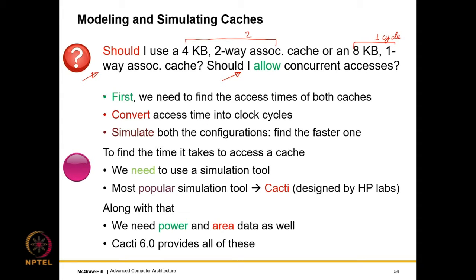But the basic 3 steps have to be understood first before we go into more advanced designs. The 3 basic steps are that we need to find the access times, of course under a model of how many accesses we will allow per cycle, 1 or 2. The access time will then be converted to clock cycles. Then we perform detailed architectural simulations of both the configurations, and then we find the faster one. Whichever one is faster, that design is chosen.